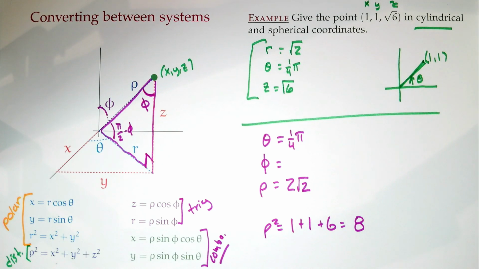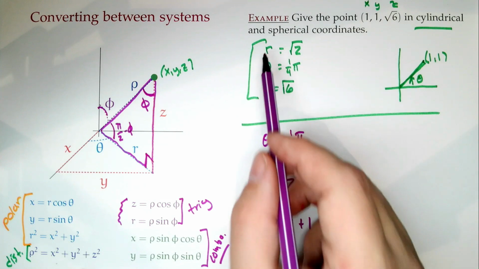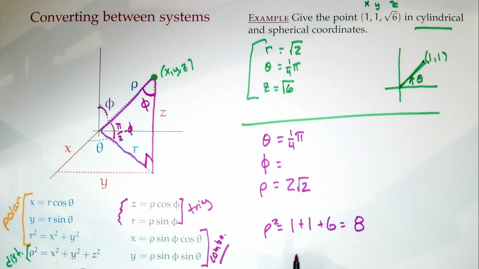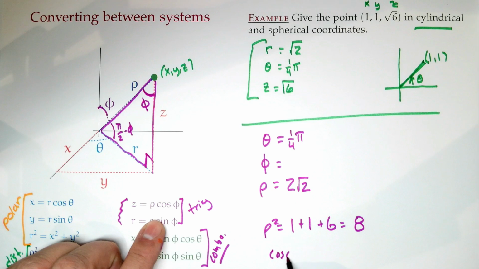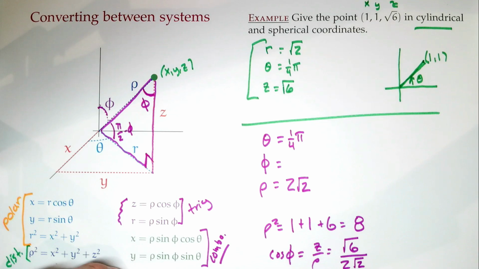Phi. Well, how do we get phi? Well, probably the easiest thing is to come over here, use some trig. All right, I would suggest in particular the top one, because I already know z and I already know rho. Doesn't matter, we could use the bottom because we computed r as well. Okay, so what do we have? We have that cosine phi is equal to z divided by rho, which is equal to square root of 6 divided by 2 times square root of 2. Oh, this looks like fun. What do we do?